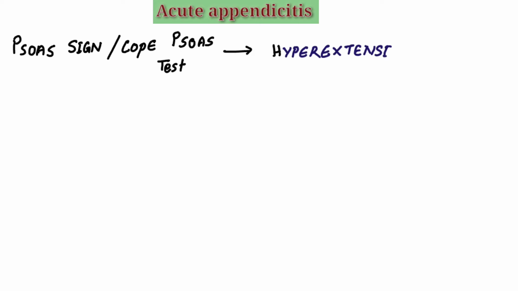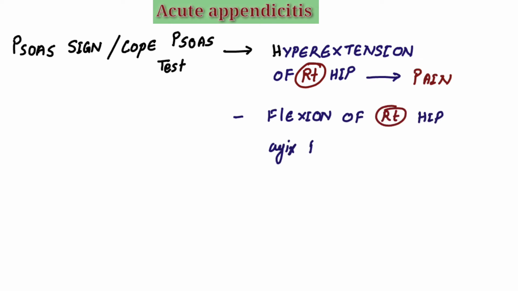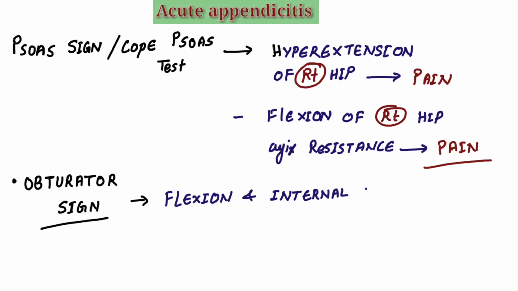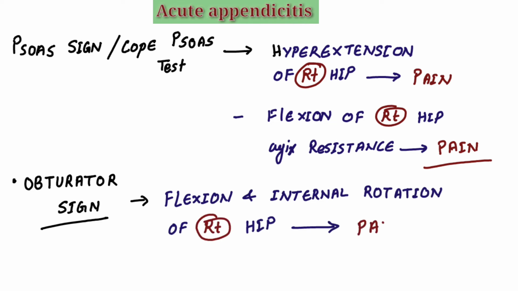Another sign is psoas sign or Cope psoas test. Psoas sign can be elicited by either hyperextension of the right hip causing pain or flexion of the right hip against resistance causing pain. Another sign is obturator sign. Obturator sign is flexion and internal rotation of the right hip giving rise to pain.